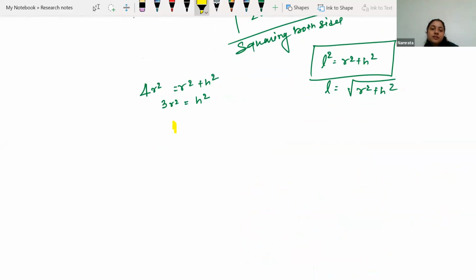So from here, can you tell me what will be the ratio of radius to height? What are you getting? Root 3 is to 1? Is it root 3 is to 1?